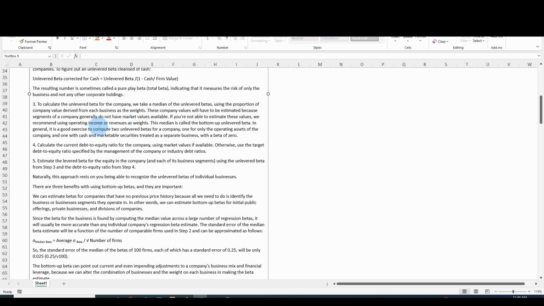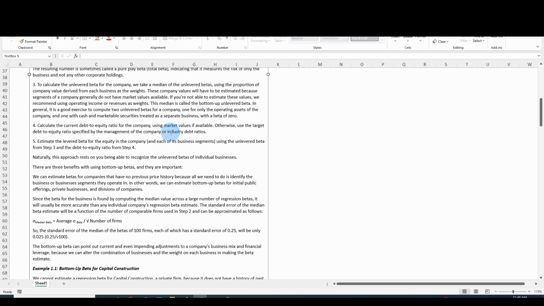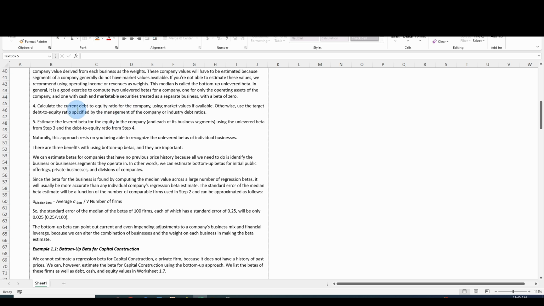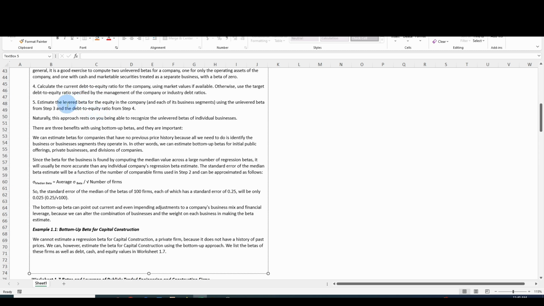In general, it is a good exercise to compute 2 unlevered betas for a company, one for only the operating assets of the company, and one with cash and marketable securities treated as a separate business with a beta of 0. Calculate the current debt-to-equity ratio for the company using market values if available. Otherwise, use the target debt-to-equity ratio specified by the management of the company or industry debt ratios. Estimate the levered betas for the equity in the company, and each of its business segments, using the unlevered beta.